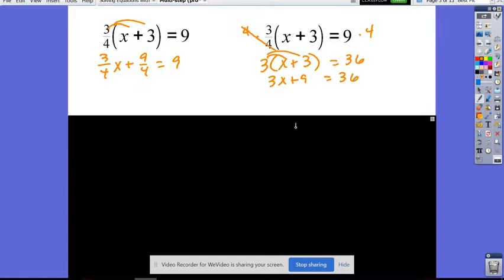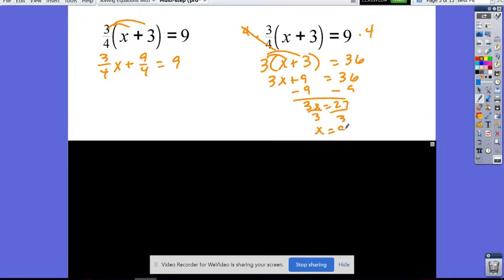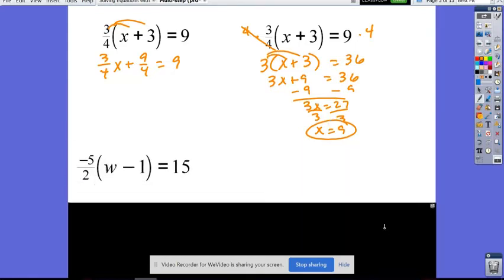And now it's a simple two-step. Minus 9, minus 9. 3x equals 27. Divide by 3, divide by 3, x equals 9. Once again, you should check by plugging into decimals. Here's another example.